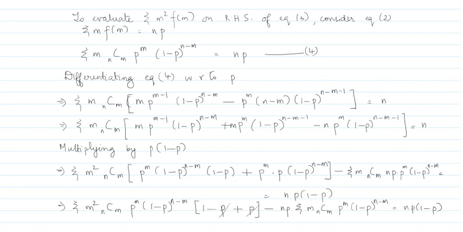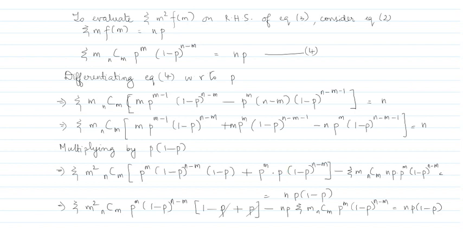It is m square nCm p raised to m (1 minus p) raised to n minus m is already there, and the extra (1 minus p) you write separately. Then when you multiply by p into (1 minus p), you already have a p raised to m in this term, so you write the p separately.